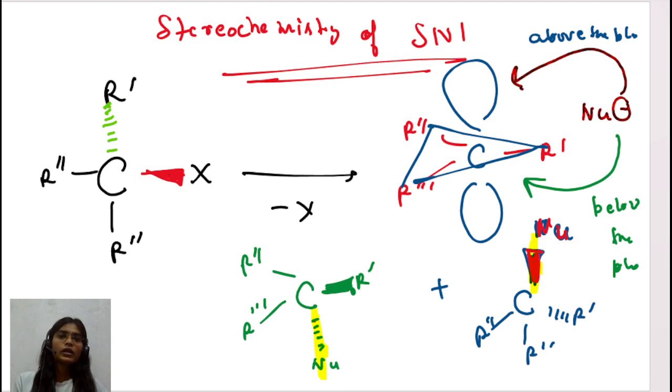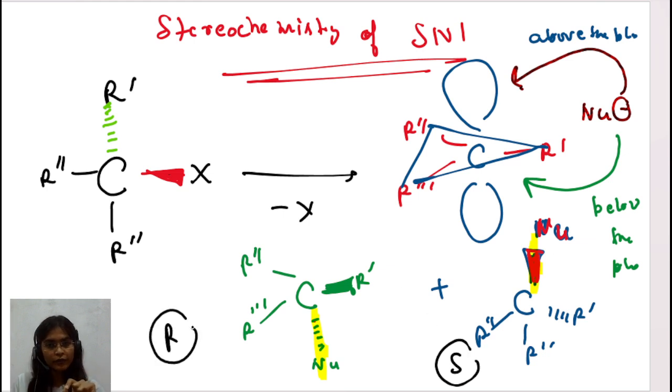Right now we don't know which is R and which is S. Let's consider this is my S, that when you rotate the plane it may be S or R. So let's suppose this is my S. Then definitely the other is going to be R, because obviously one is wedge and one is dash. So this is S, and this is my R.